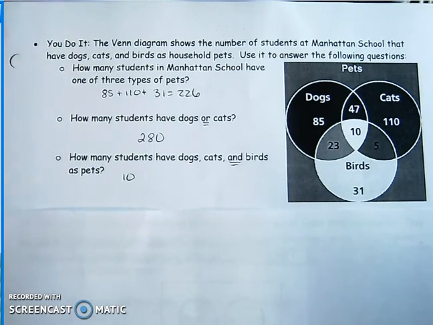So, here are questions about the pets in the Manhattan school. How many students in Manhattan school have one of 3 of the types of pets? That's everybody. Everybody's got at least one. So it's 226.